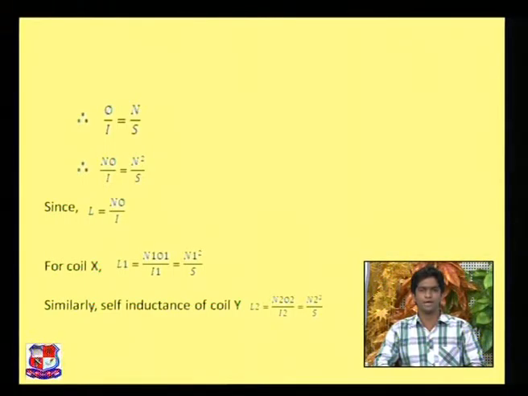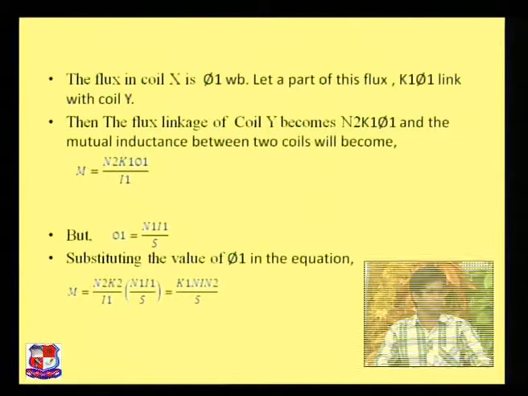Similarly, for coil Y, we have L2 is equal to N2 square by S, where N2 is the number of turns of the secondary side and S is known as the reluctance. Friend, we discussed reluctance in the last lecture. What is reluctance? Reluctance opposes the production of magnetic flux. Same as in the electric field, where we saw resistance, which opposes the flow of current. So in the magnetic field, S is known as reluctance, which opposes the production of magnetic flux.